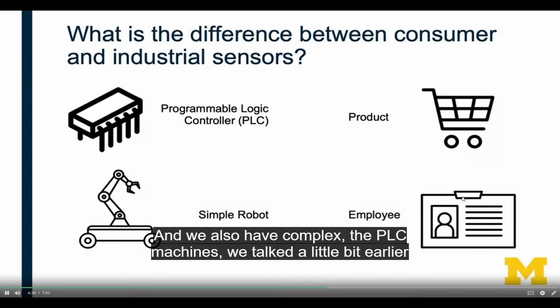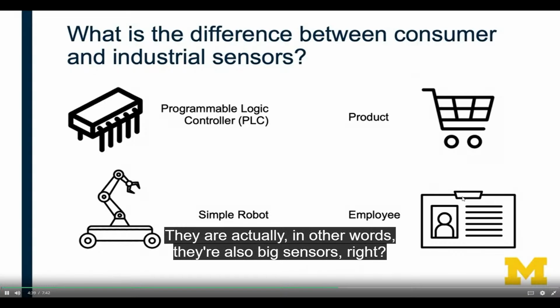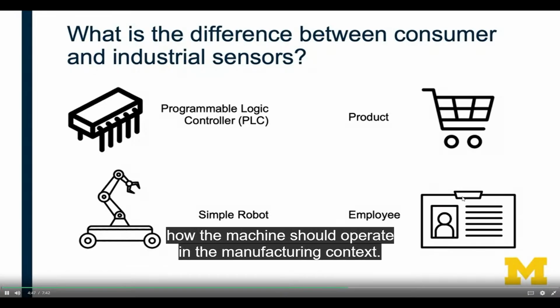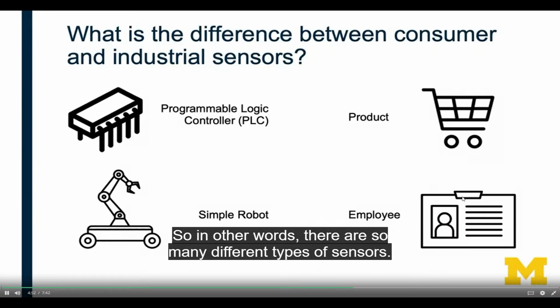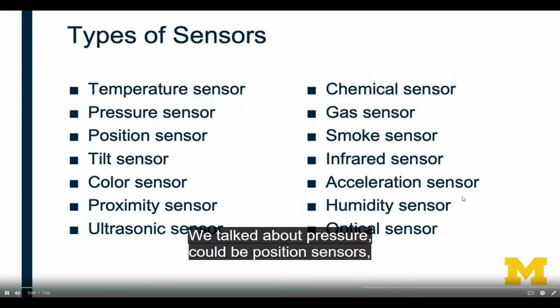And we also have complex PLC machines we talked about earlier in the introduction. These PLCs, the programmable logic controllers, are in other words also big, complex sensors, because it's complex logic, and you can pre-program them for how the machine should operate in the manufacturing context. So there are so many different types of sensors. Here's a chart that lists some examples. You have temperature sensors. We talked about pressure. Could be position sensors.